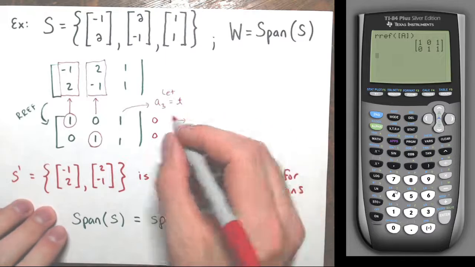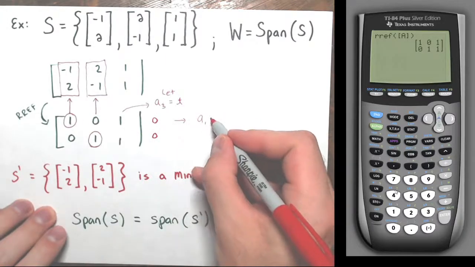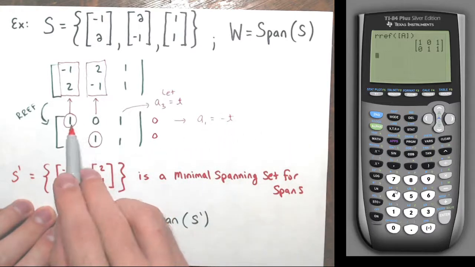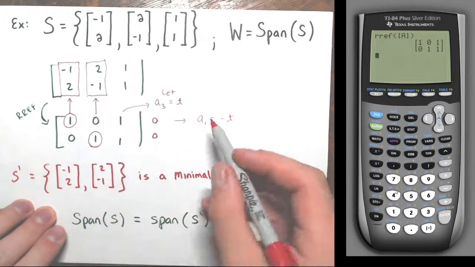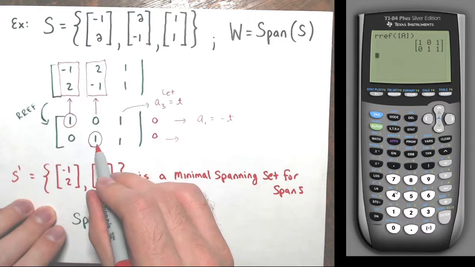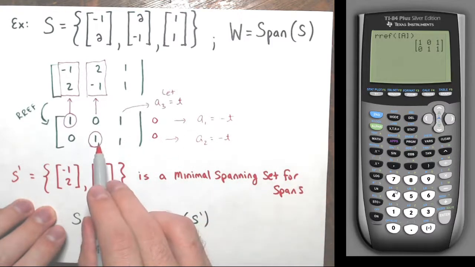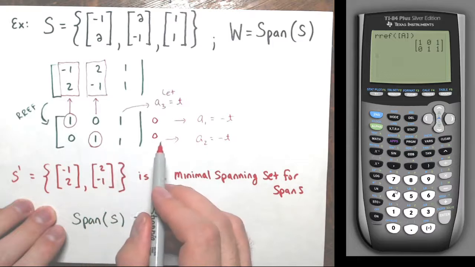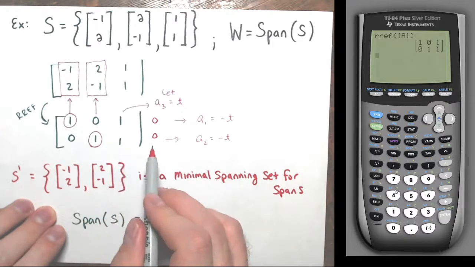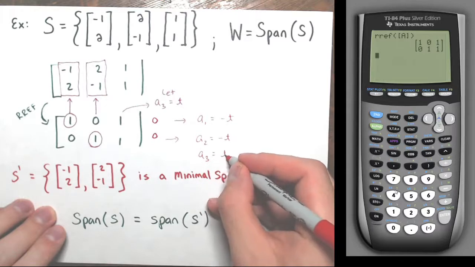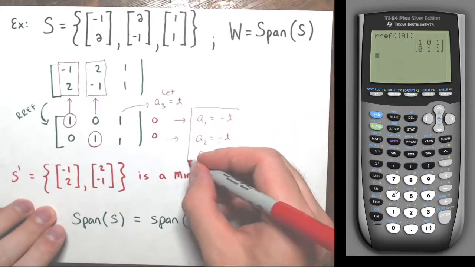And from the first row here, A1 would have to be equal to negative T, because A1 plus A3 would be 0. From the second row, A2 would also have to be equal to the opposite of T, because you have A2 plus A3 equals 0, or A2 plus T equals 0, subtract T. And then, like I said, I'm having A3 be T. So this describes all the solutions.